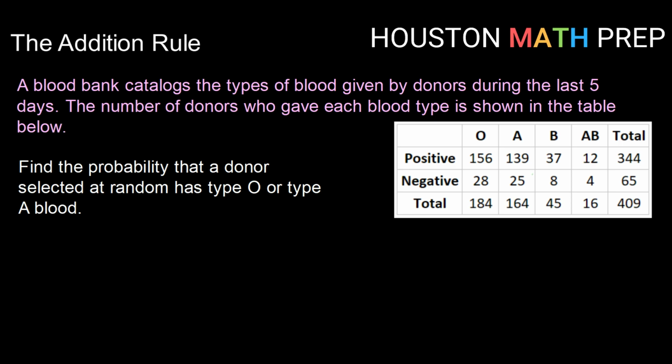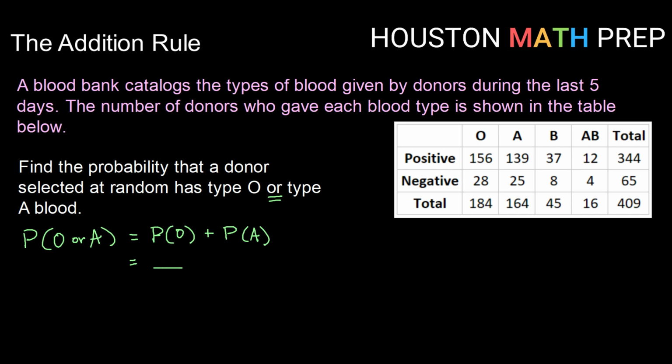So thinking about whenever we use or, we want to wonder whether our events are mutually exclusive. So here, you cannot have both type O and type A blood. There is no overlap in that. So these two events are mutually exclusive. So the probability of having O type blood or A type blood will just be the probability of O type blood plus the probability of A type blood.